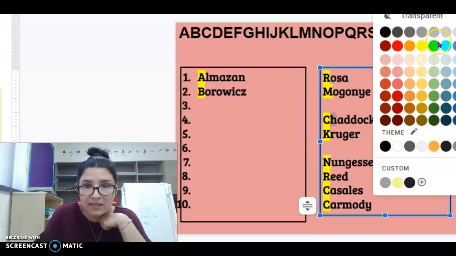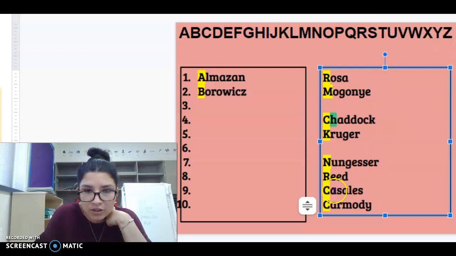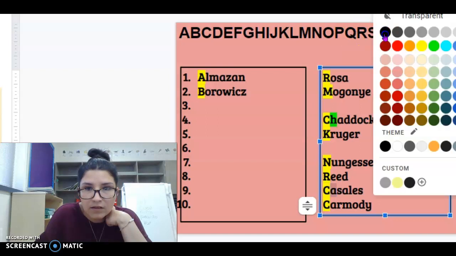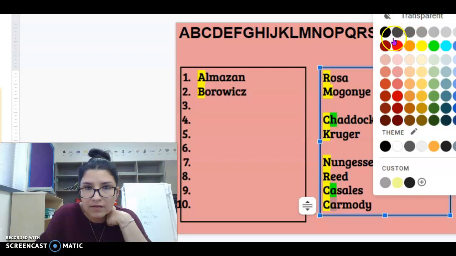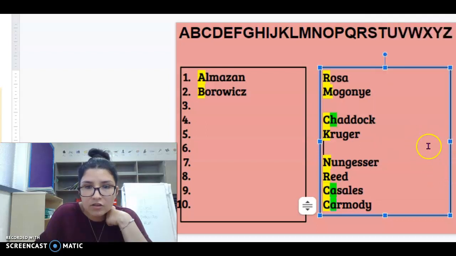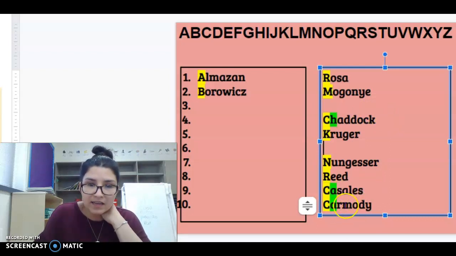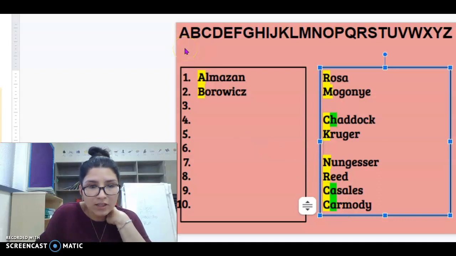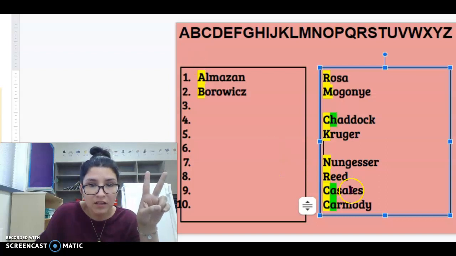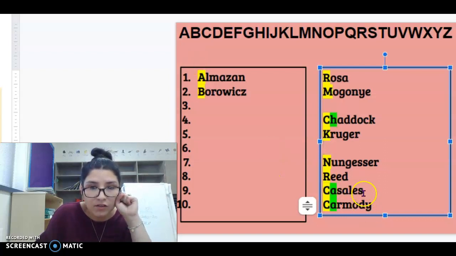Let's go to the second letter in these names. I'm going to highlight this in green. H, A, A. So Chaddock has an H, Casales has an A, and Carmody has an A in the second letter. Which names have an A for the second letter? Casales and Carmody. So which one are we going to put here?